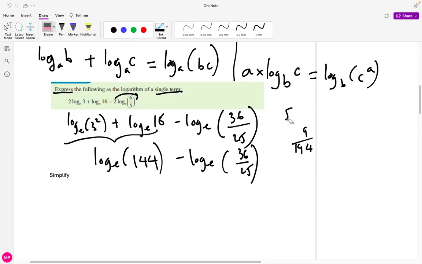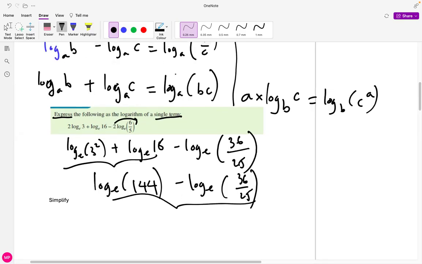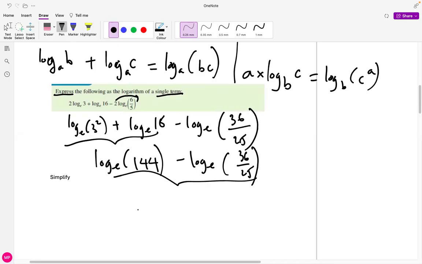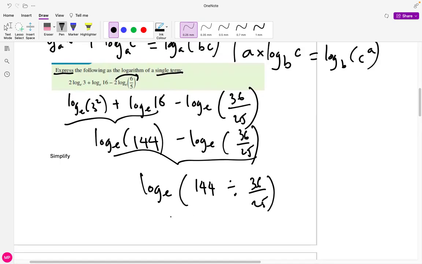And then we're going to combine the logs. So this is a minus log. When you minus, you divide them like this, that's the rule: divide the logs. So we have log a of 144 divided by 36 over 25. And when you divide fractions, you would do log a of 144 times 25 over 36.